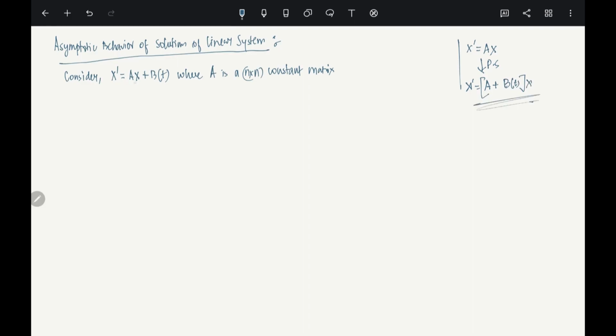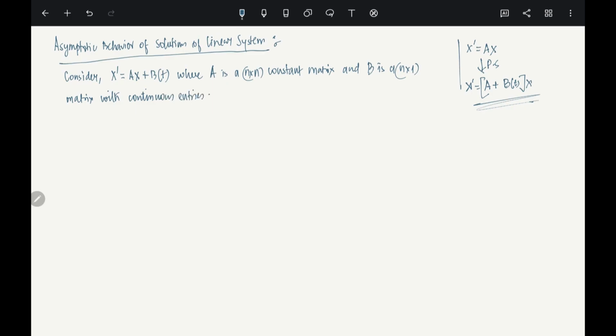So it is x prime equals Ax, and then we are taking a small perturbation given by b of t. Here we'll assume b is an n cross 1 matrix with continuous entries. So this is assumed.